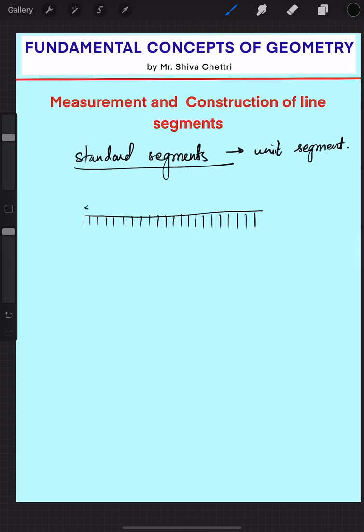So if I want to measure from this to this part, I go through every segment: 1, 2, 3, 4, 5, 6, 7, 8, 9, 10, 11, 12, 13, 14, 15, 16, 17. We write 17 units. So these units are called the measure of the length. This is called a measure.